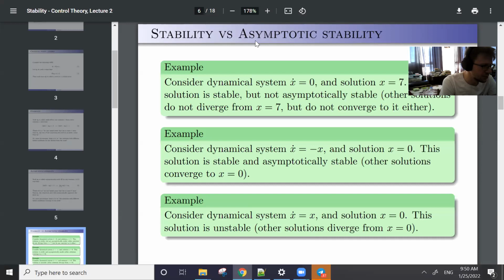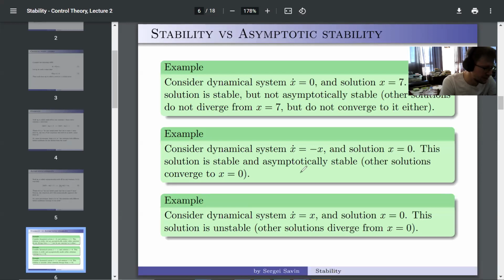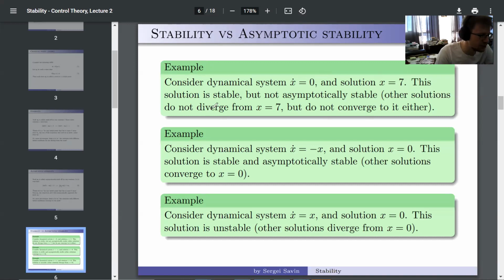Now, a few examples of stability and stable nodes and unstable nodes. So let's consider this system. First example. Let's say it has a solution x equal to 7. x equal to 7 is indeed a solution. Actually, every single x is a solution of the system. Every single x is a node, a critical point.